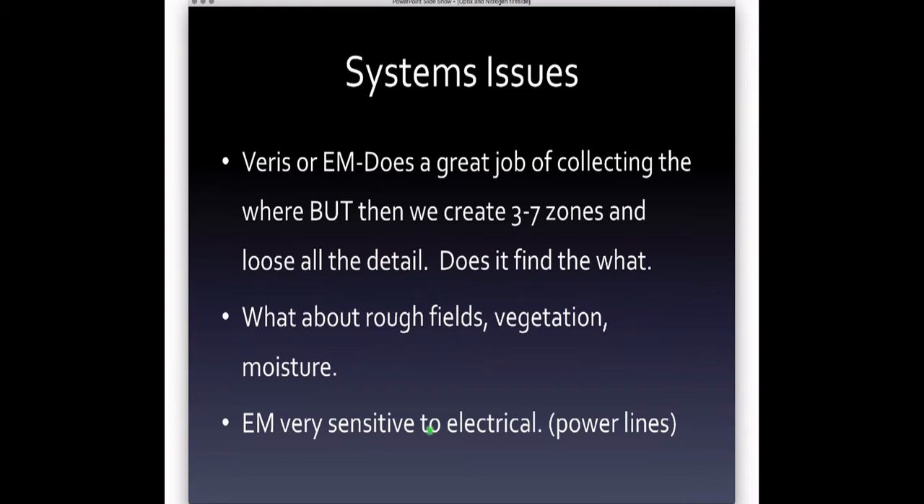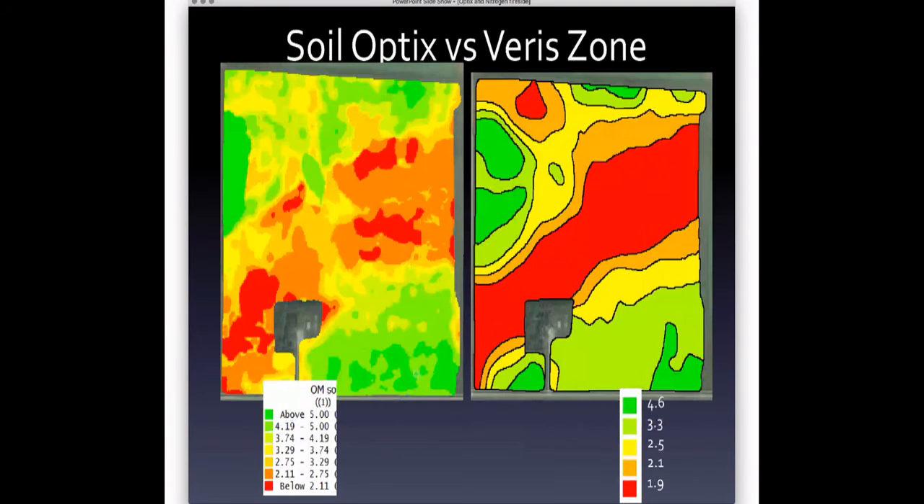So the Veris or EM does a great job of collecting the where, but then you create 3 to 7 zones depending on the system you're working with, and we lose the details. But does it really find the what? What about rough fields or vegetation or moisture? And the EM is very sensitive to electrical and power lines, so is it giving you a good job?